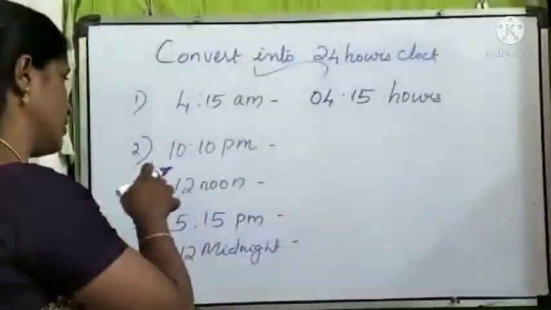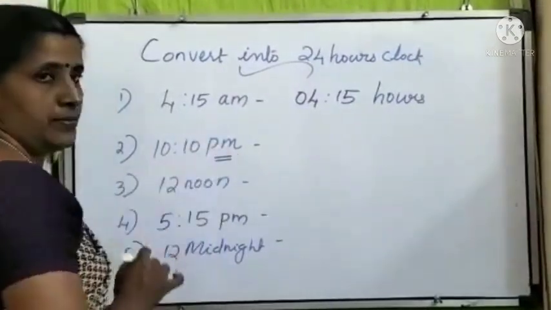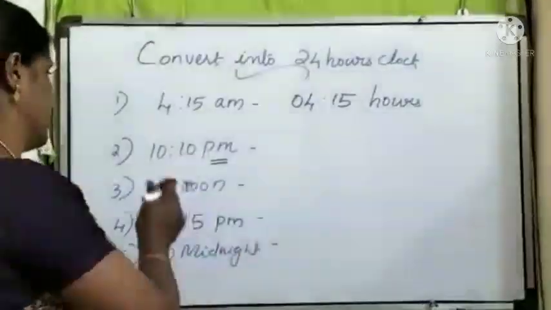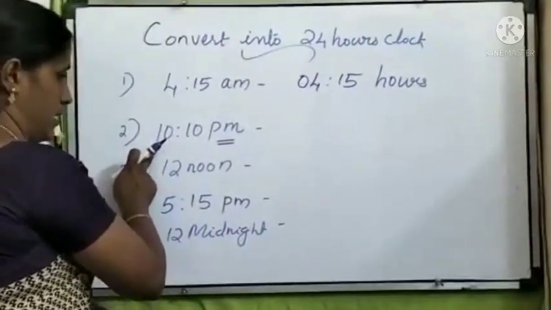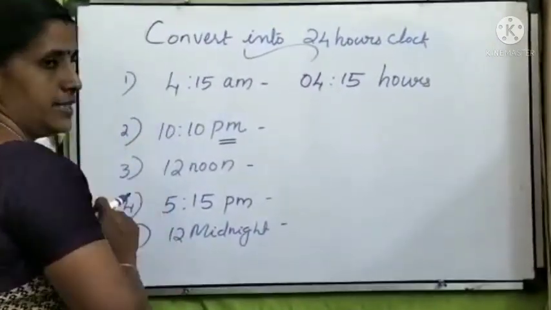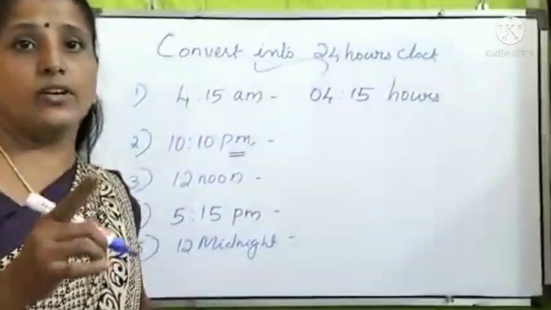Understand? The next question, 10:10 p.m. In PM time, we add 12 to the hours. Which is the hour here? Yes, that is 10. So add 12 to the 10. 10 plus 12, yes, 10 plus 12 is 22.